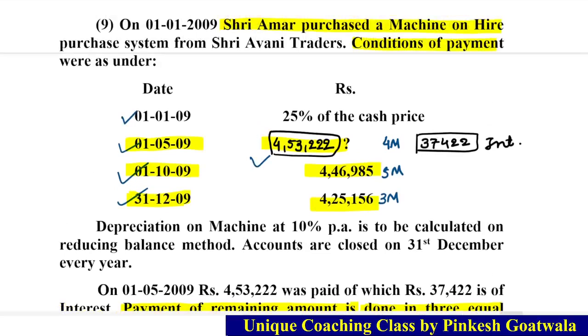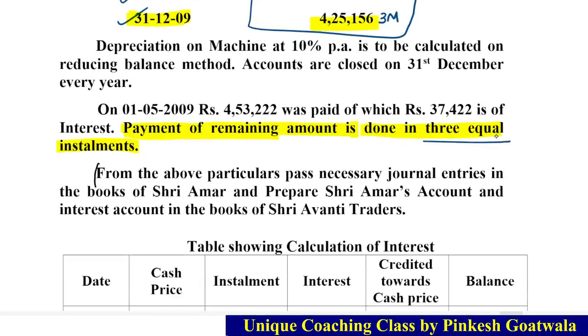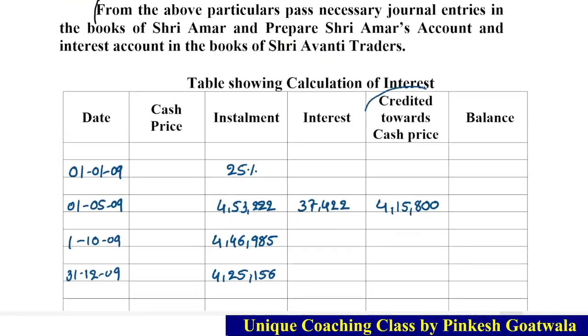Look at here, it is equal. No, there is a different amount, not the equal amount. So here, which equal amount are they talking about? They are talking about the payment. What are they talking about? The payment is in 3 equal installments. So here they are talking about the payment.